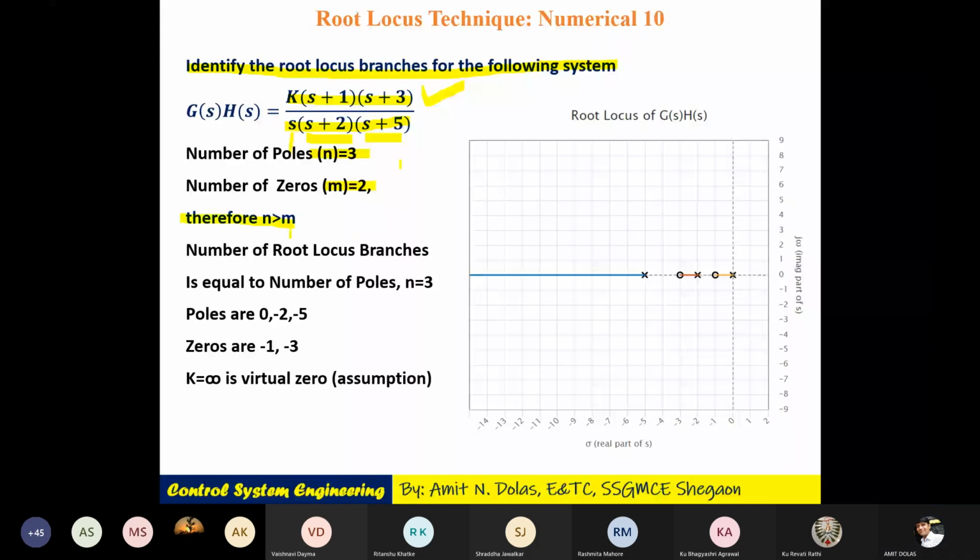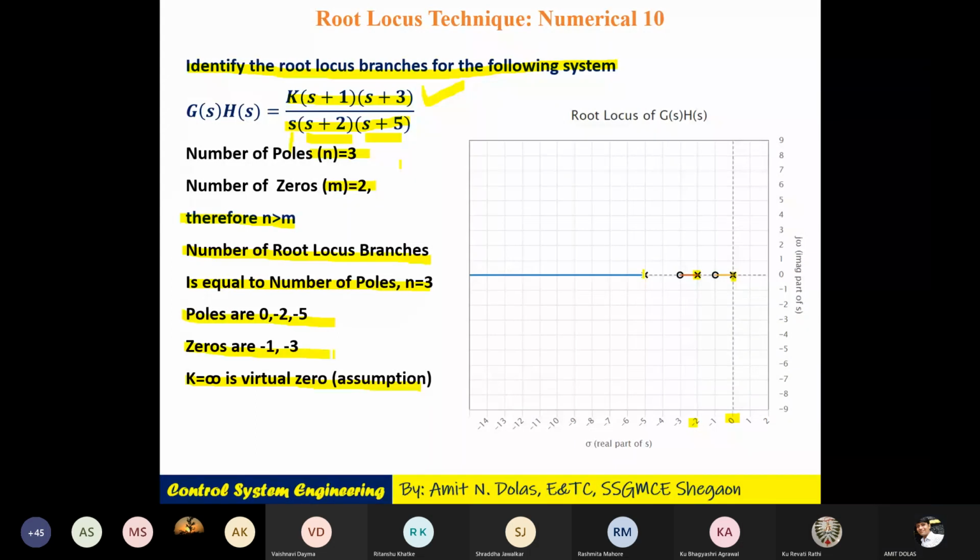That is 3. Poles are what? Simple: 0, minus 2, minus 5. Zeros are what? Minus 3 and minus 1. K equal to infinity is where the zeros are, and K equal to 0 is at the poles. Now please place all the poles. One pole is at 0, here is 0 on the real axis. One pole is at minus 2, here is minus 2 on the real axis. And one pole is at minus 5, here is minus 5 on the axis.